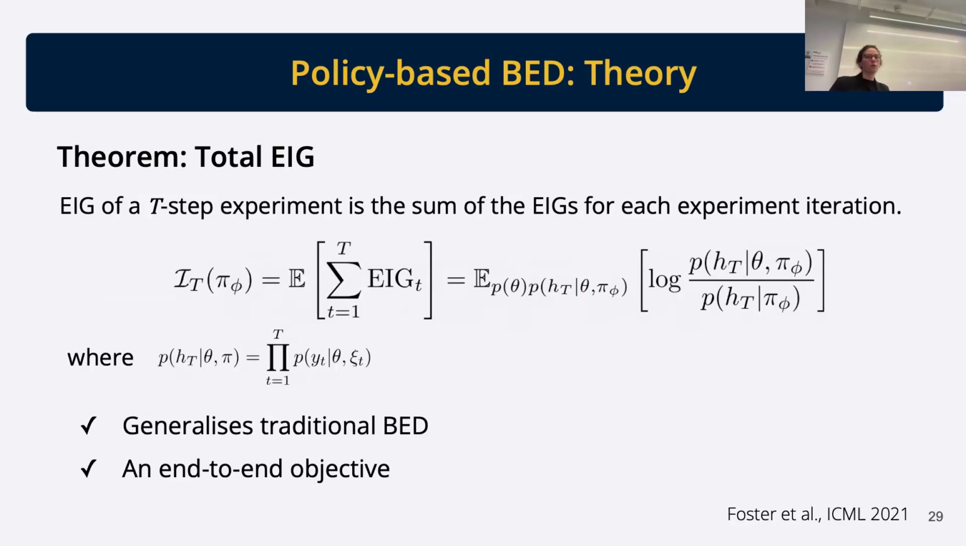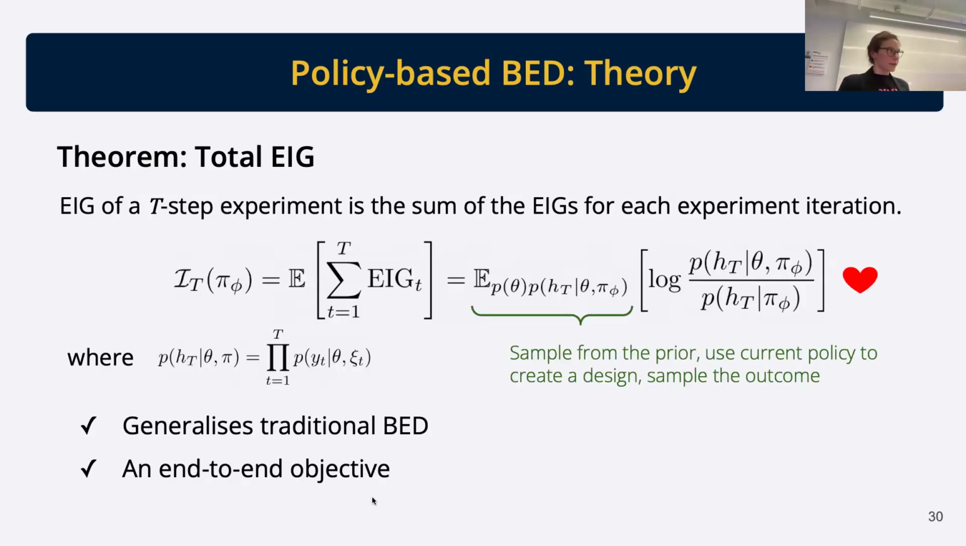Right, so a little bit more formally. What we call the total expected information gain is the expected information gain from the initial prior to the end posterior, and you have a single expression for that, right? So we have a single expectation of the log density ratio of the history that we have acquired to the marginal of that history. Now, as we said, this generalizes the traditional BED, and this provides what we call an end-to-end objective that we can optimize with gradients, right?